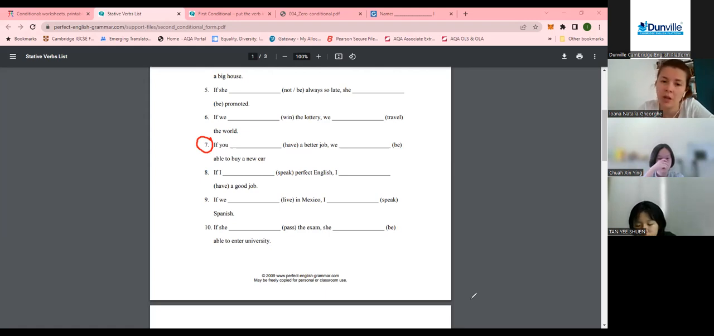Very good. Number 8, Singing. If I was speaking perfect English, I would have a good job. Yeah, you can do the continuous form. If I was speaking perfect English, or you can say if I spoke perfect English. Both of them are correct. I would have a good job.